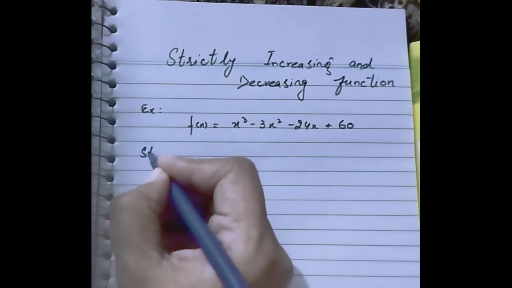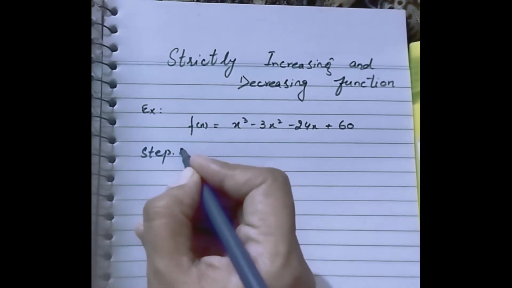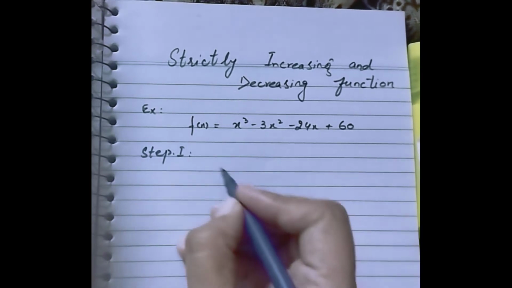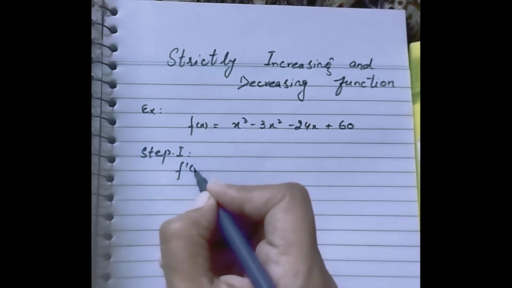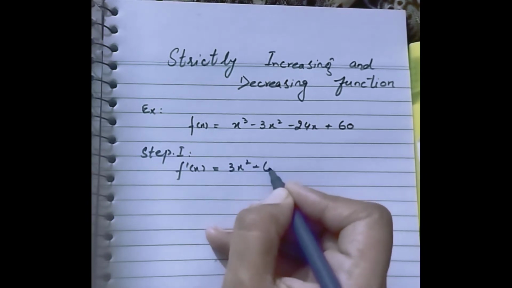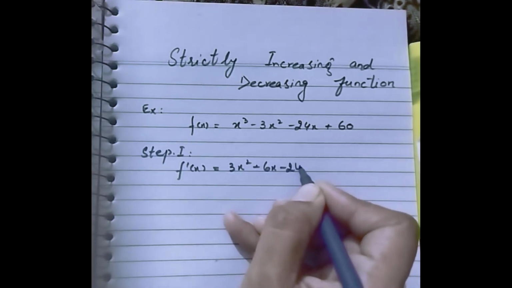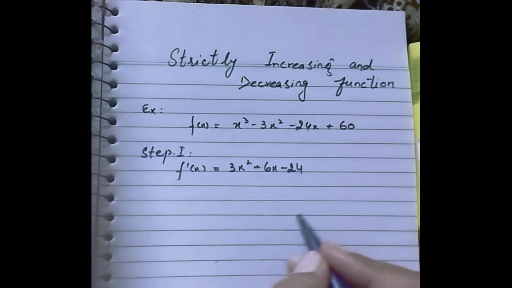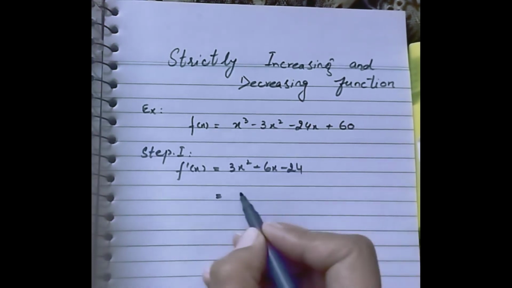For step 1, we'll first take the derivative of the function, which is f dash of x equals 3x square minus 6x minus 24, and 60 is a constant, so it becomes 0. Let's solve the equation.